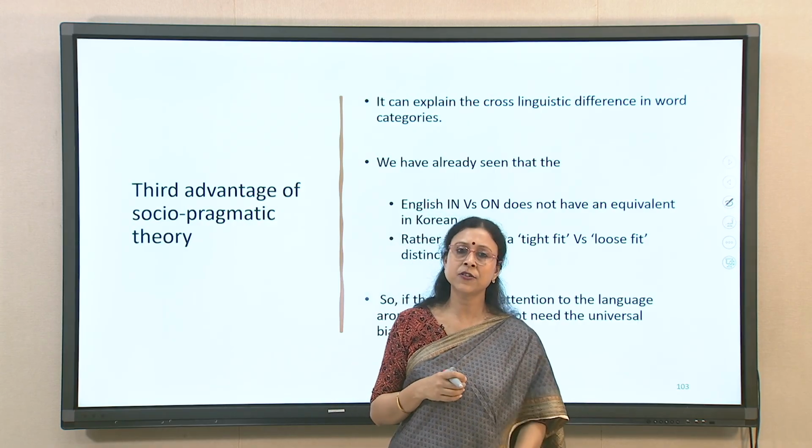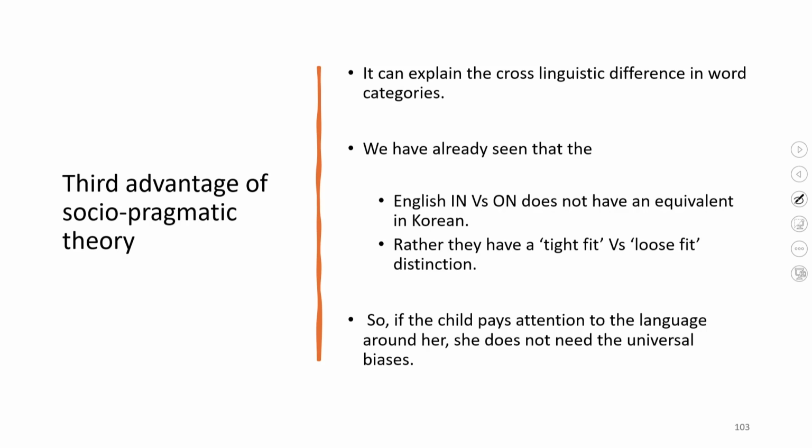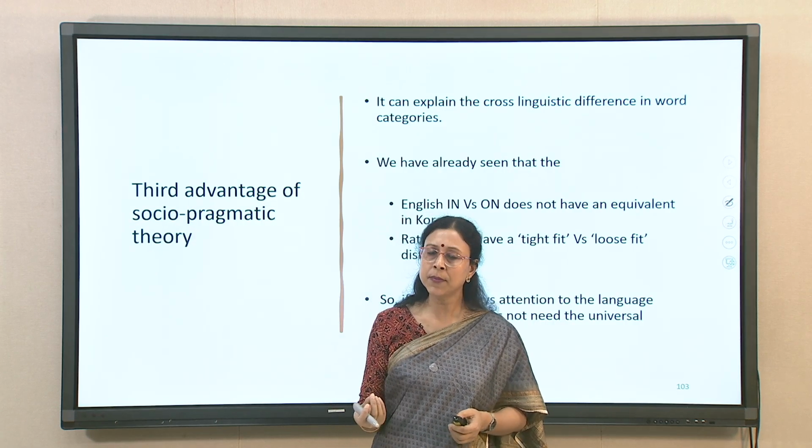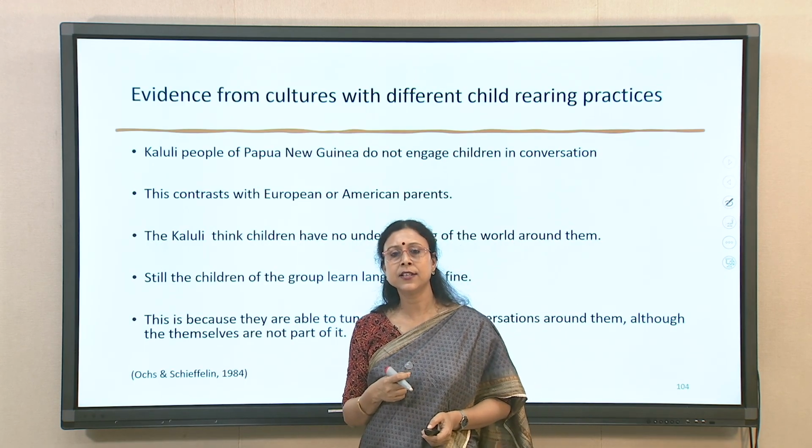Now, the third advantage of the socio-pragmatic theory is that it explains the cross linguistic difference in word categories. We have already seen the Korean versus English difference in prepositions. In English, in and on do not have an equivalent in Korean, rather they have a tight fit versus loose fit kind of distinction. So, if the child pays attention to the language around her, she does not need any universal biases, because it is a socio-pragmatic theory. You are looking at other people, what they are doing, and you simply understand what to do. So, you do not need any universal theories for that.